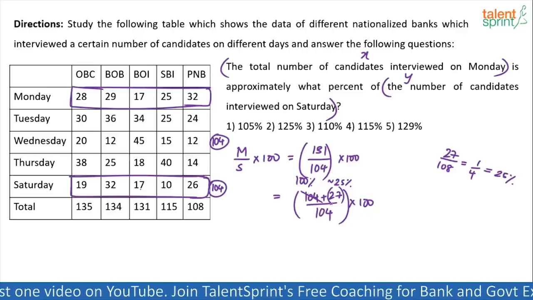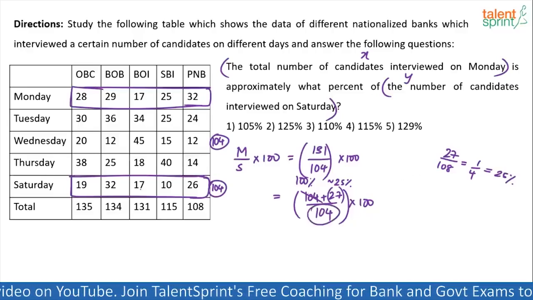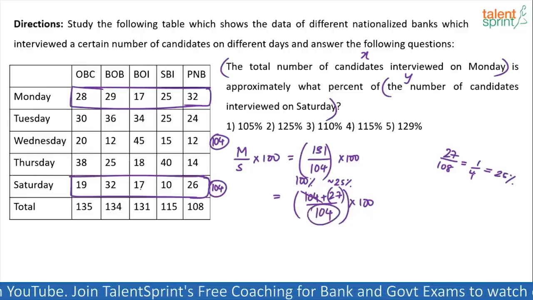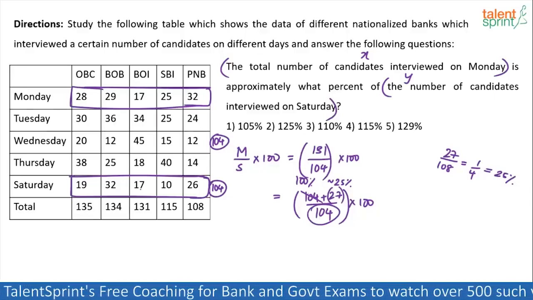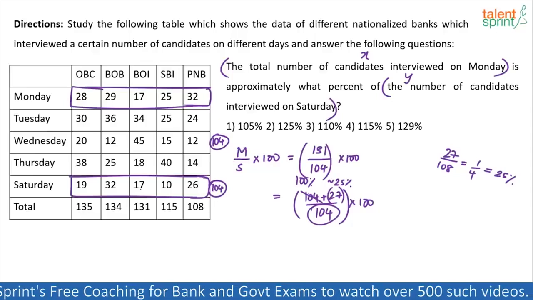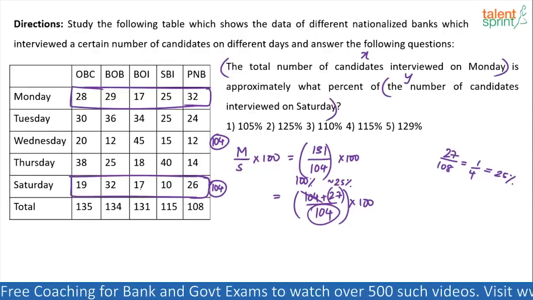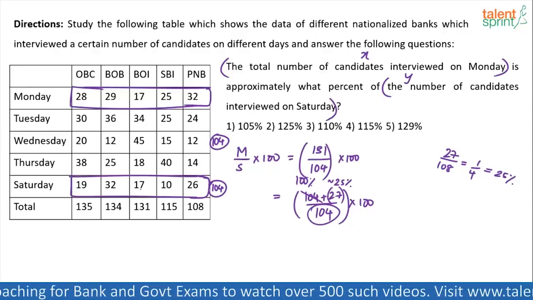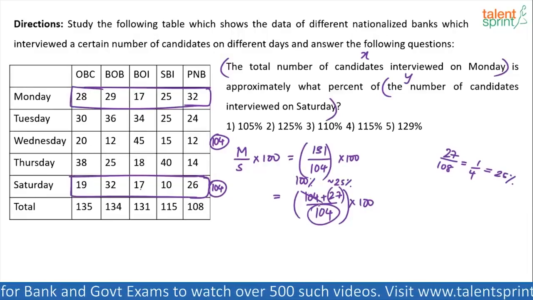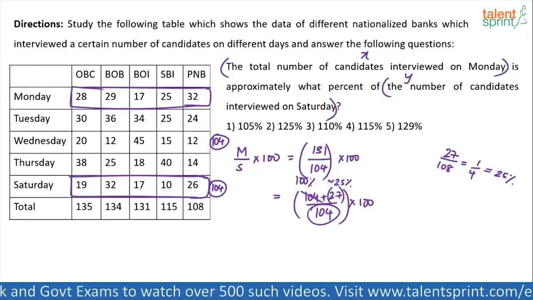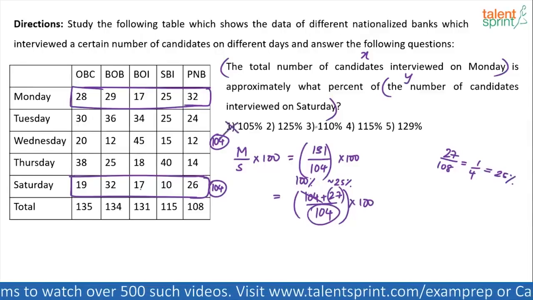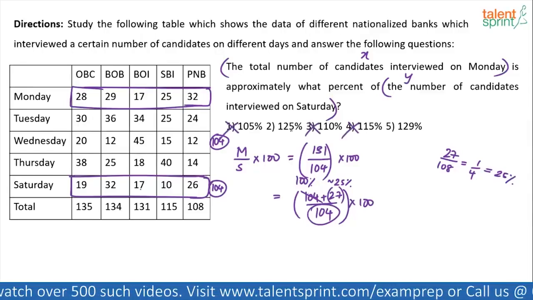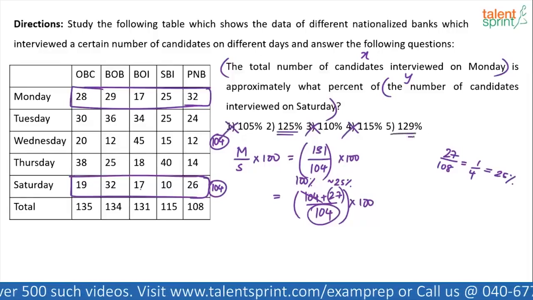Now, actual denominator is 104. This is the exact calculation, 27 by 108, but actual denominator is 104, meaning it is less. If actual denominator is less, actual value will be more. Slightly more than 25%. But now if you look at the options, 105, 110 and 115 are ruled out. Answer should either be 125% or 129%.